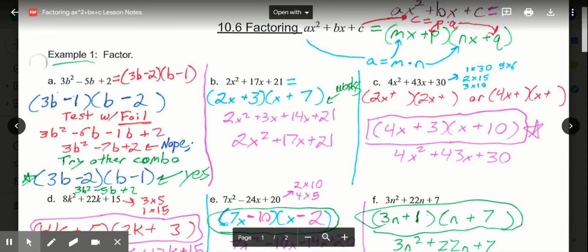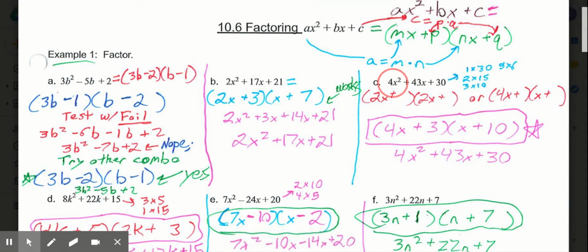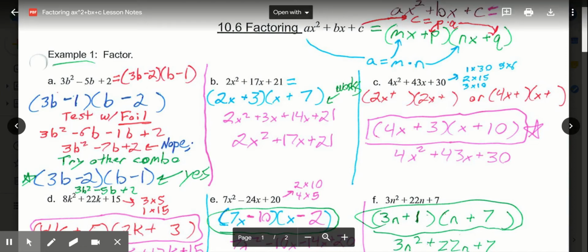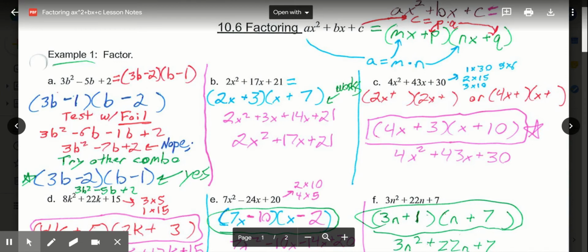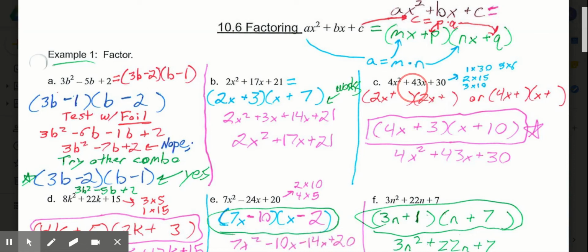Then in C, now my number out in front is a 4x for 4x squared. So 4 can be split to 2 times 2 or 4 times 1. So I know my setup's going to be this or this. Then I need numbers that multiply to be 30. So in this case, I have 1 times 30, 2 times 15, 3 times 10, or 5 times 6. And then I need those to eventually add to be 43.